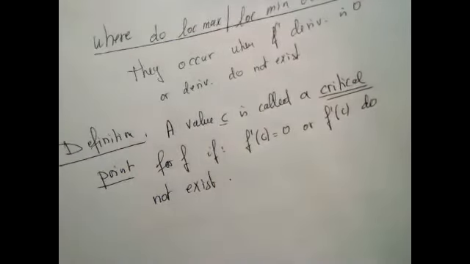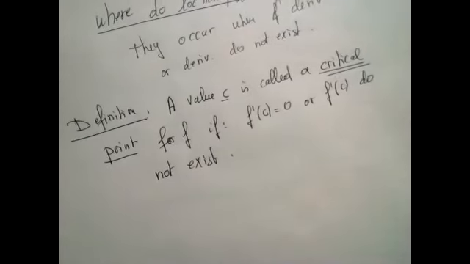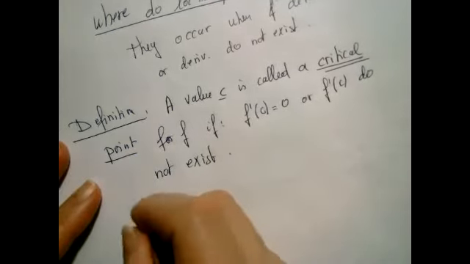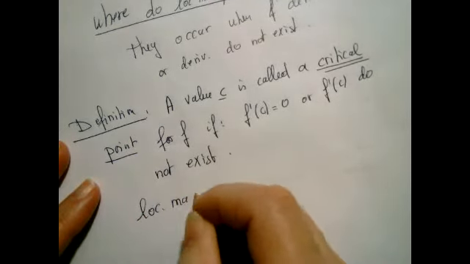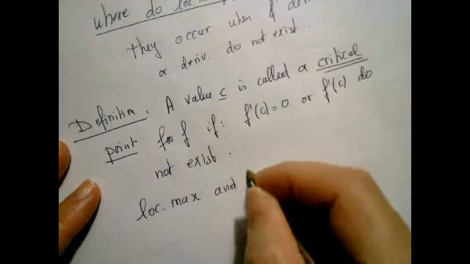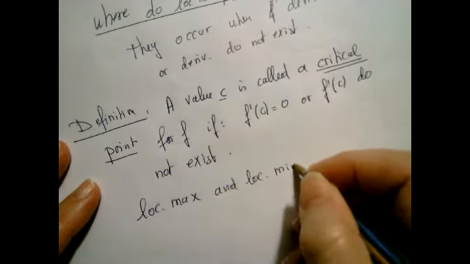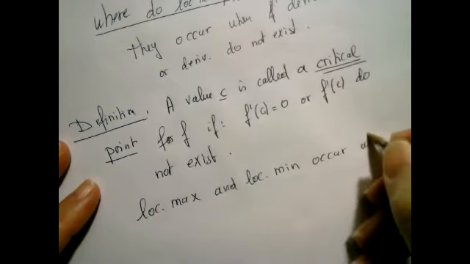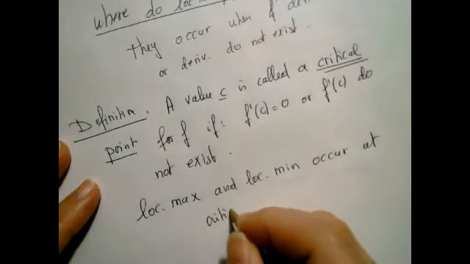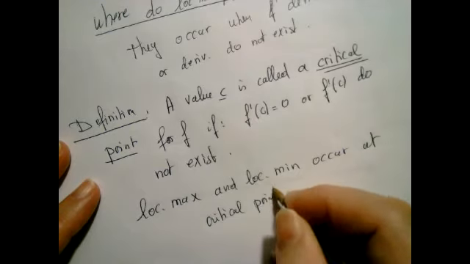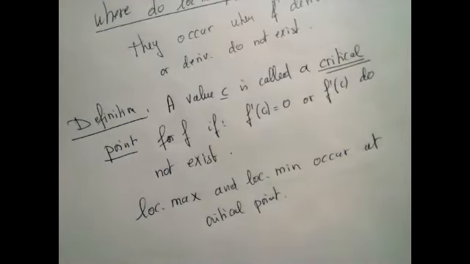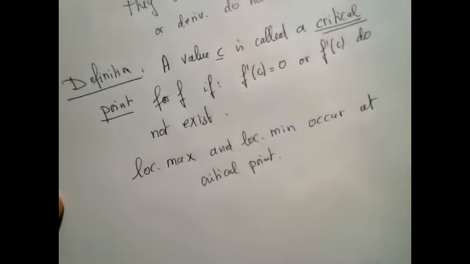Okay, so a value C is called a critical point if the derivative at C is 0 or the derivative does not exist. Local max and local min occur at critical points. That's why they are extremely important for us, because that's where my function peaks, pure and simple. So now, how are we going to find the critical points? Because that's what we'll be interested in.